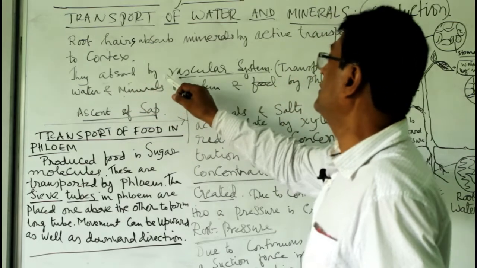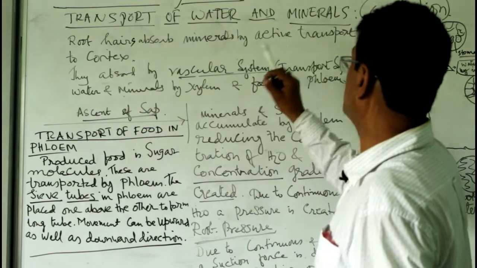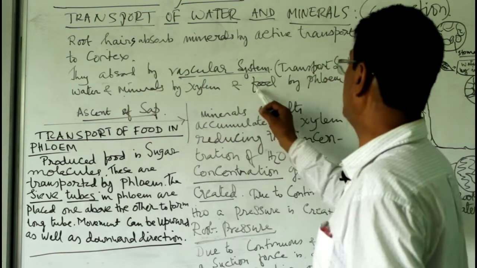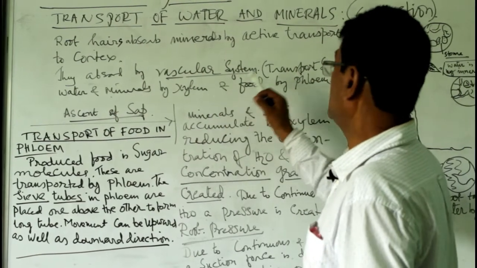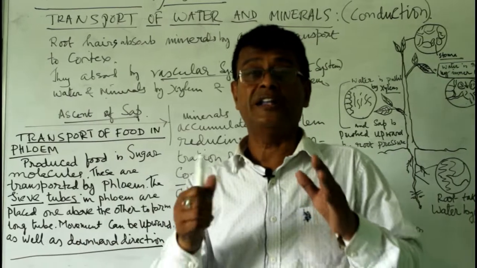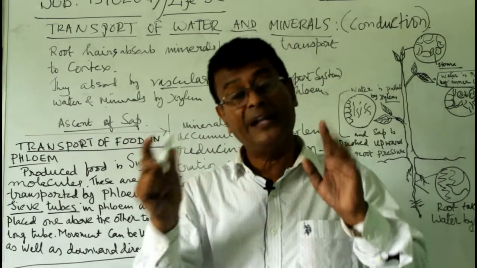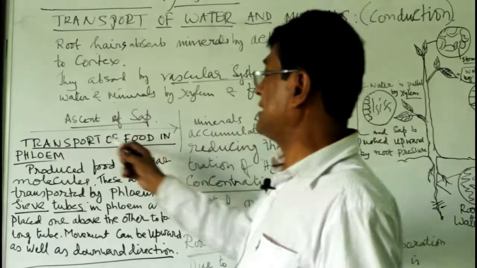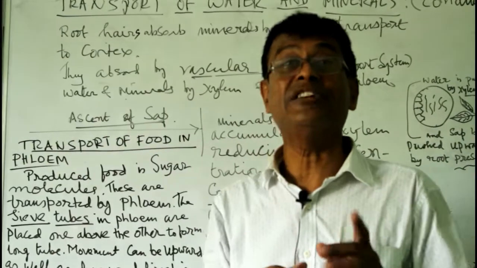They absorb by the vascular system. And this vascular system, the transport system, transports water and minerals by xylem and phloem. The water and the food by the phloem, and the sap, that is the minerals and salts, by the xylem. Here you see, this is a theory which is known as ascent of sap.